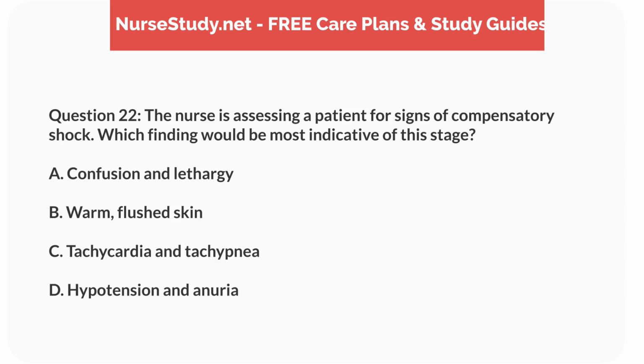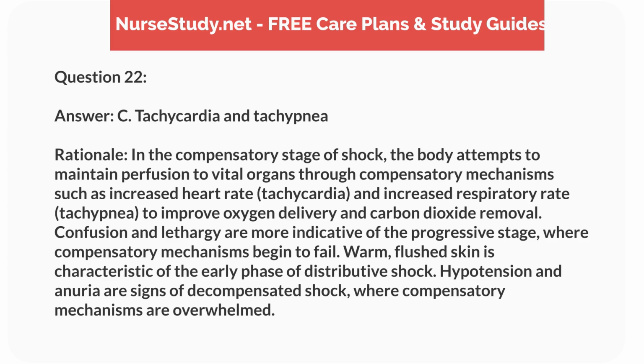Question 22. The nurse is assessing a patient for signs of compensatory shock. Which finding would be most indicative of this stage? A. Confusion and lethargy. B. Warm, flushed skin. C. Tachycardia and tachypnea. D. Hypotension and anuria. Answer: C.